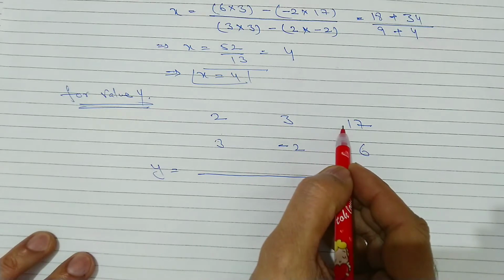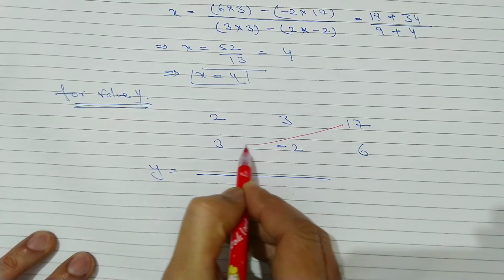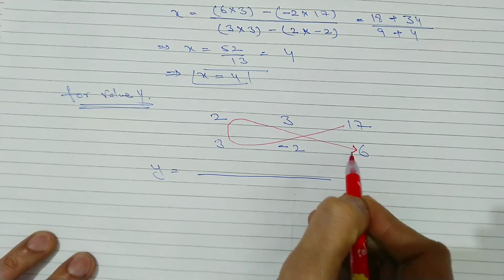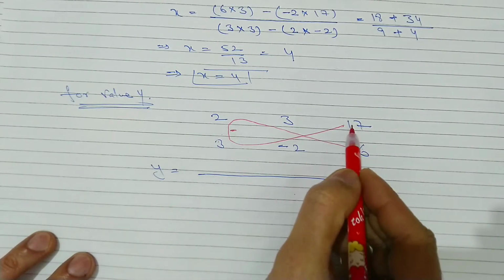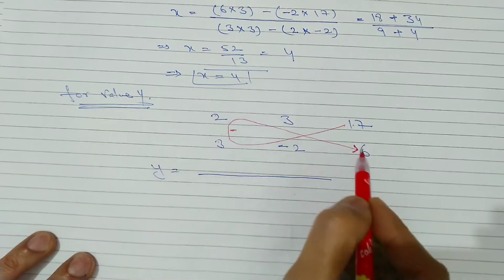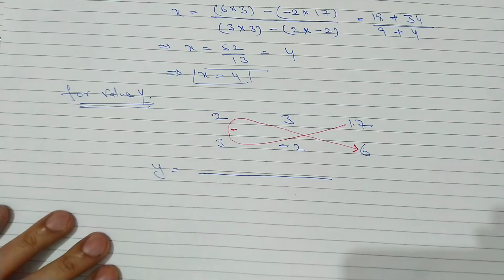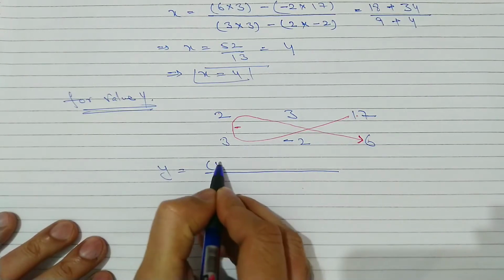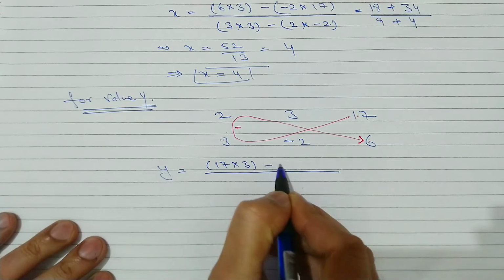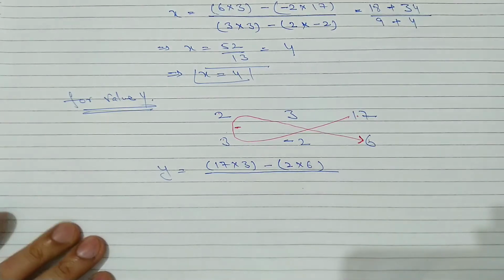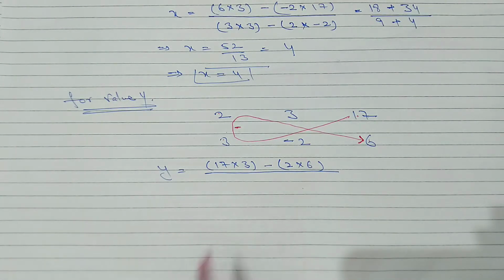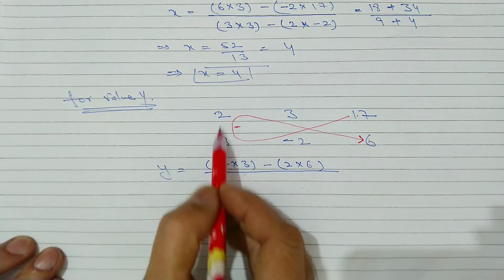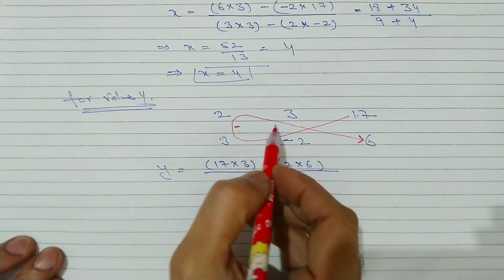This way, 17 into 3 minus 2 into 6. Now for denominator, again alpha in same direction, but between the coefficients of x and coefficients of y.